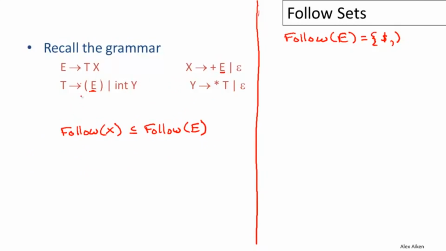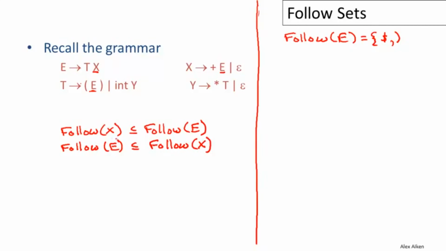So where is X used in the grammar? Well, it's used in only one place, and that's here, where it appears at the right end of a production. And so therefore, the symbol on the left-hand side will be a subset of the follow set of X. So we're going to know that the follow of E is a subset of the follow of X.